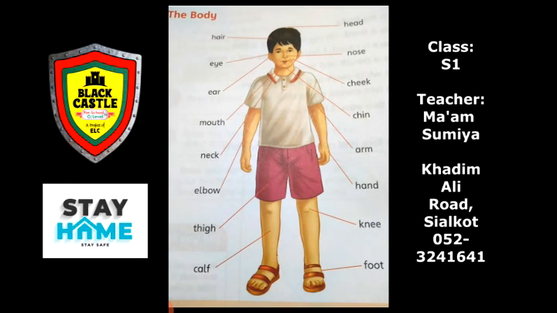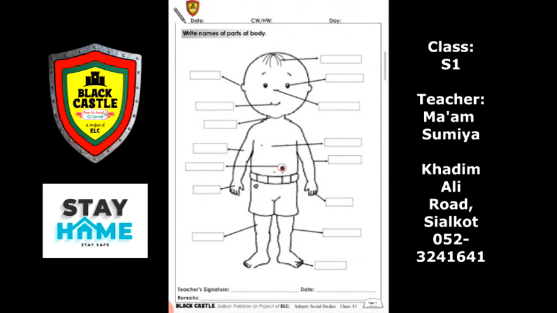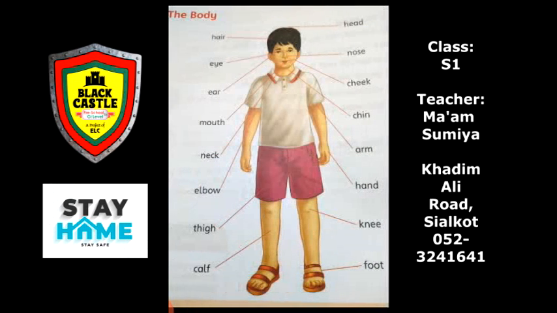Now you will label all the body parts on your notes, page number 8. Or you can also draw a diagram in your notebooks and then label all the body parts with the help of your book. Then you will learn all the names of body parts along with the spellings.